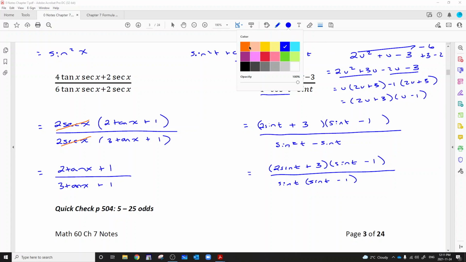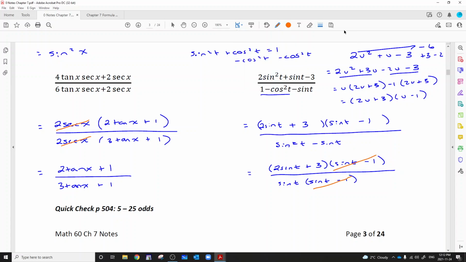Phew, now I have something I can simplify. Sine t minus 1 divided by the factor sine t minus 1 is 1. And what am I left with? I'm left with 2 sine t plus 3 divided by sine t.